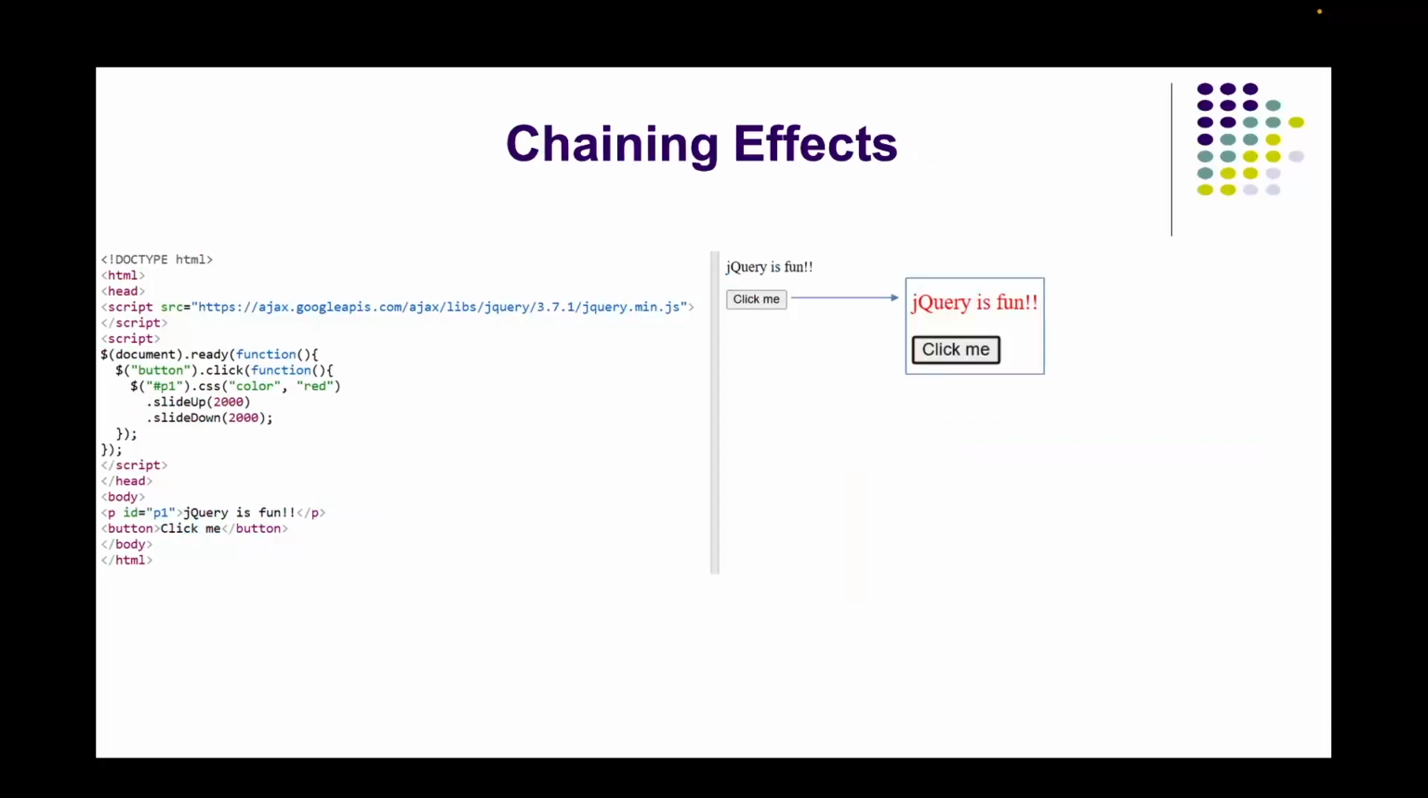So finally we have chaining. Instead of writing three separate lines of code, we connect them with dots. So jQuery creates a queue. First it turns the text red, then it slides up, then it slides down, and it runs them one by one automatically.